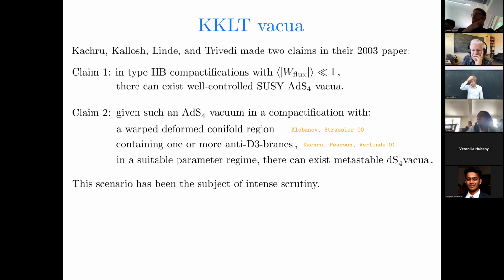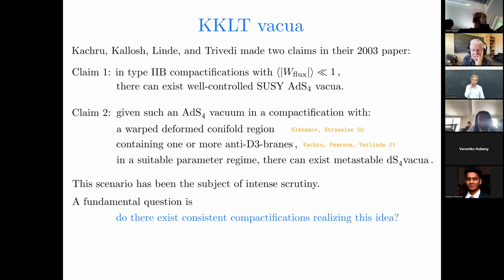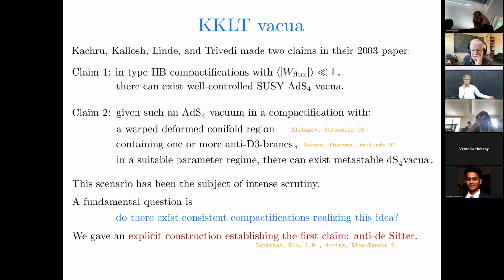This scenario has been intensely studied over the past two decades. And one of the most fundamental questions about it is, do there exist consistent compactifications of string theory realizing this idea? I claim that our work in 2021 that I was summarizing a few slides ago suffices as a demonstration of the first claim. We gave an explicit construction establishing, at least in my view, that there are supersymmetric AdS4 vacua of KKLT type with exponentially small vacuum energy.